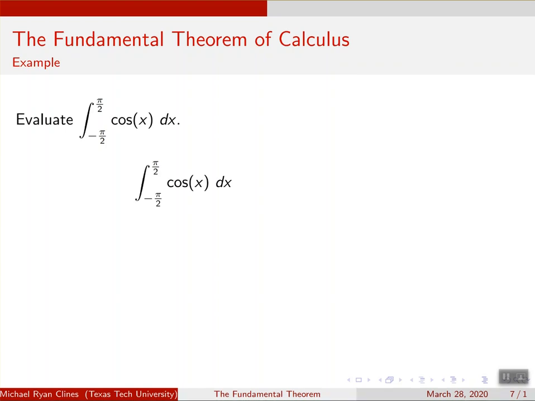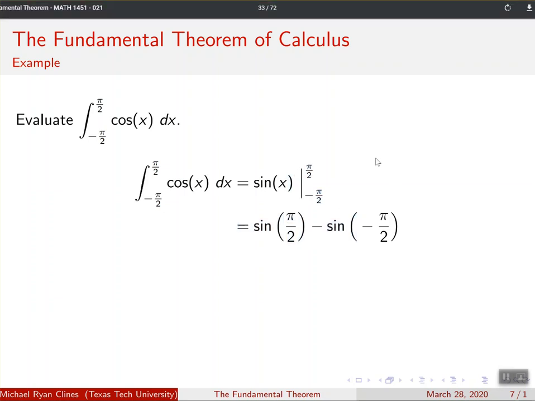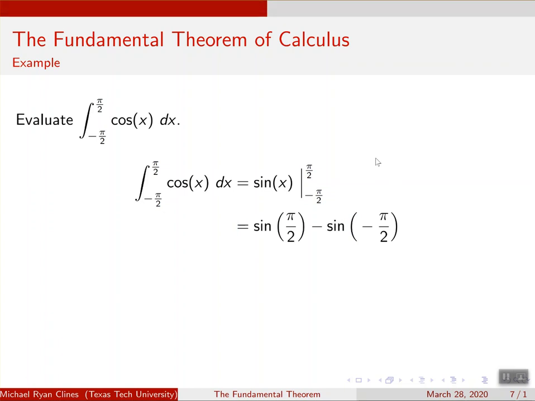So, the integral from negative pi over 2 to pi over 2 of cosine of x dx. First, we need to find the antiderivative. And if you remember from section 5.1, the antiderivative of cosine is just sine of x. And then with the fundamental theorem of calculus, we have to evaluate it from negative pi over 2 to pi over 2. And then we plug it in. So the integral from negative pi over 2 to pi over 2 of cosine of x dx is equal to sine of pi over 2 minus sine of negative pi over 2. This is just implementing the fundamental theorem of calculus.